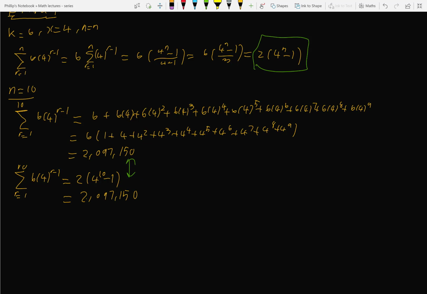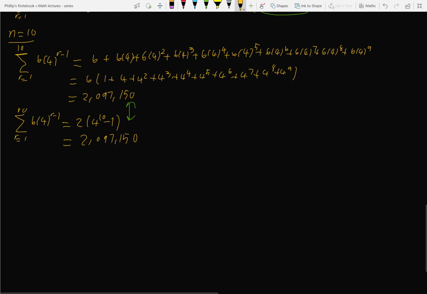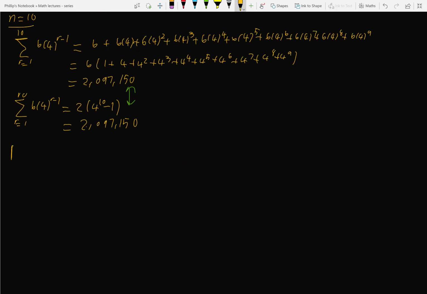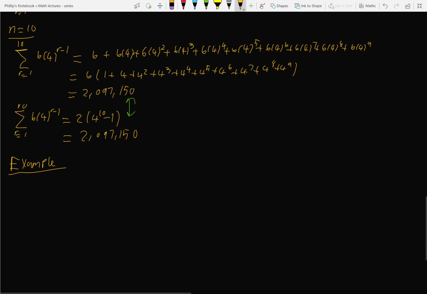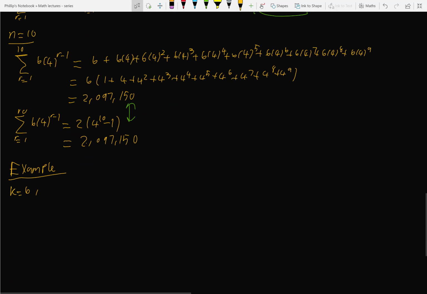So now what that leads us to is another question, another example. Example 2. This time I'm going to keep k as 6, and we keep n general first again. But I'm going to change x to be equal to a half. So x is equal to a half, and I'm going to keep n as n general.